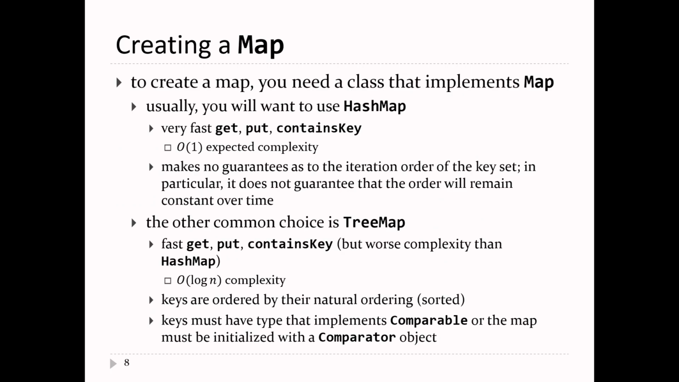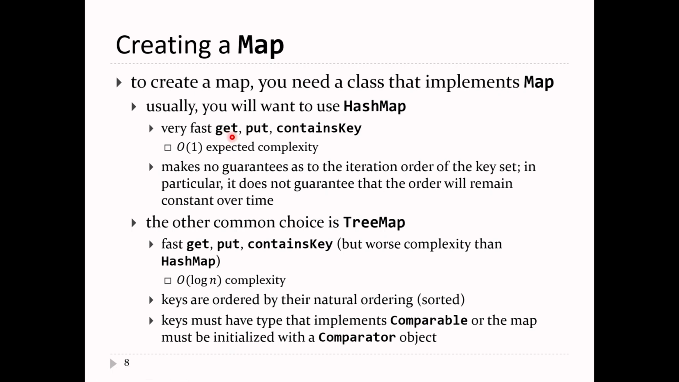All right, so to make a map, you just pick one of your types. So pick a hash map, pick a tree map, or pick a linked hash map. Generally, you pick hash map because it's extremely fast. All of your fundamental operations are in O(1) time. So they're very, very fast.